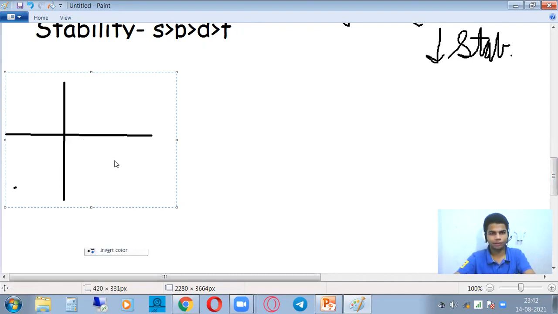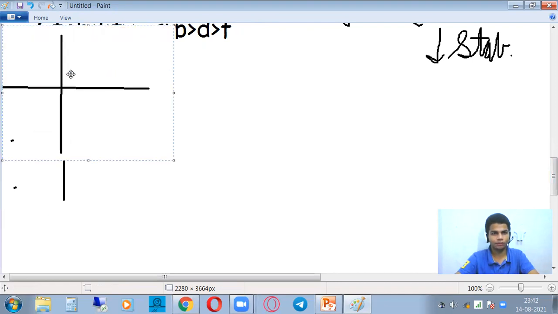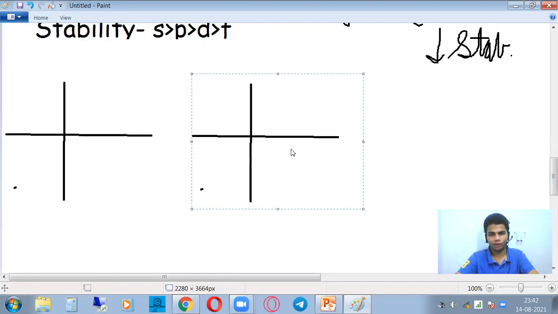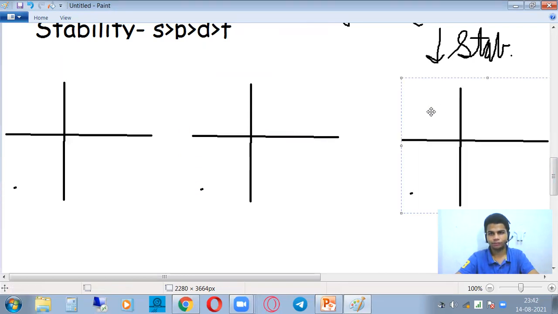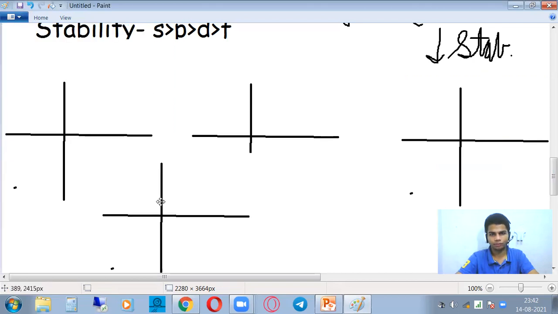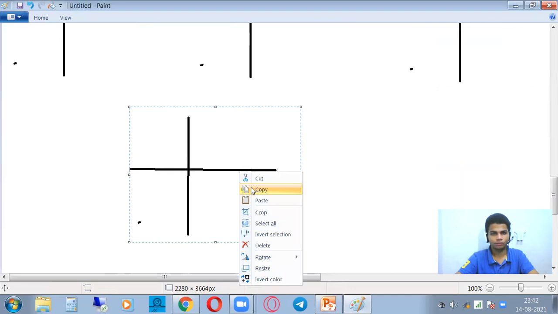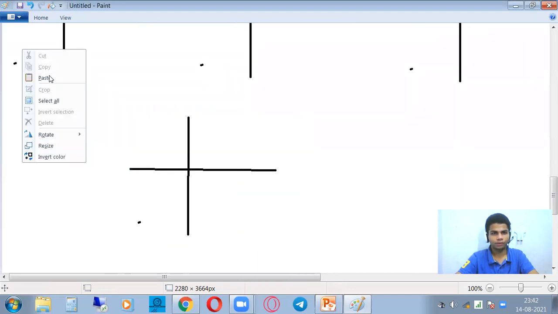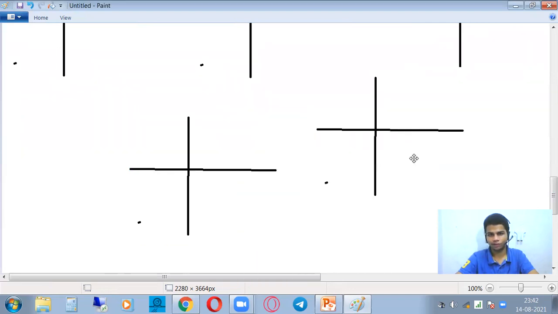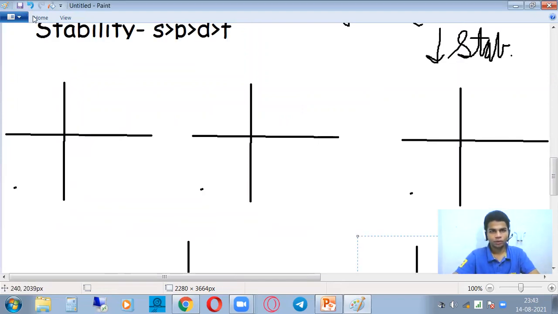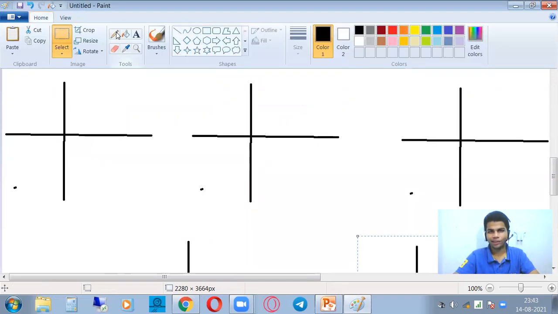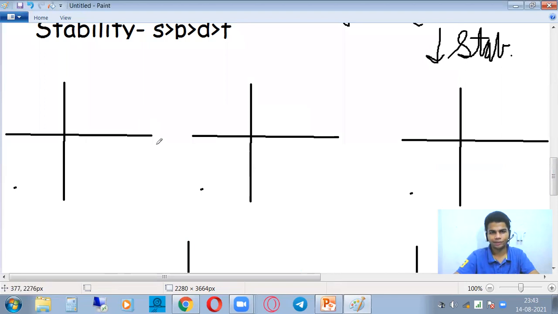I'm just copying this so that we can do the five: dxy, dyz, dzx. This will be dz square. This will be the last one. So if I'm talking about dxy, let us assume this one is the x-axis, this one is the y-axis.